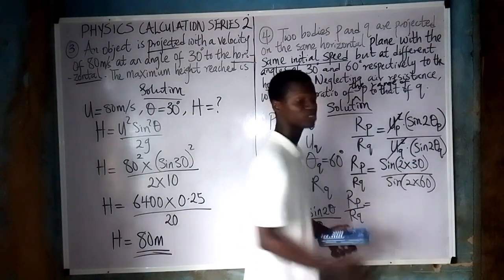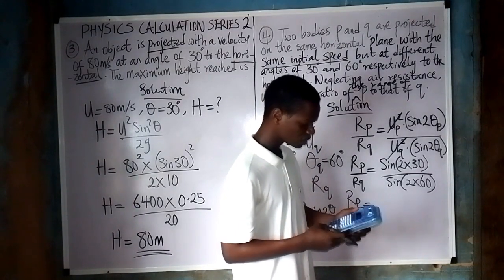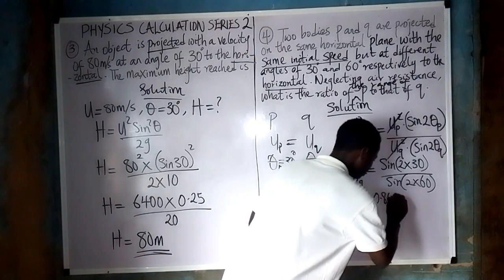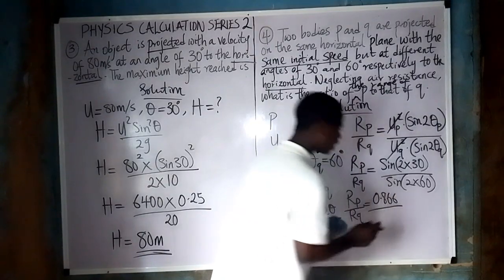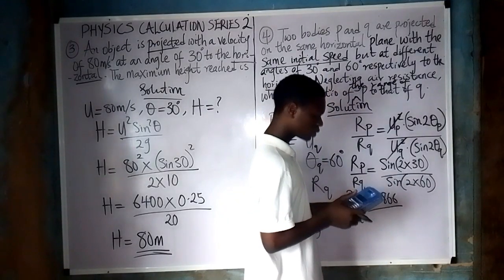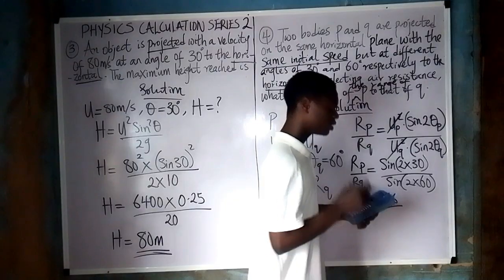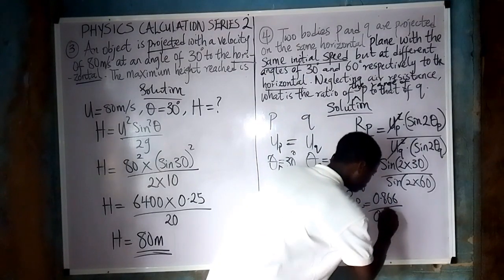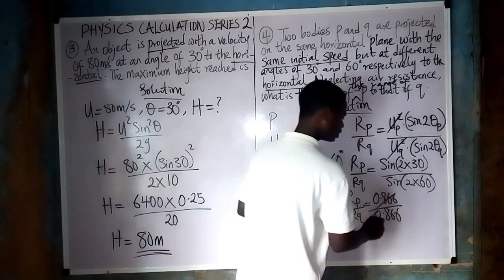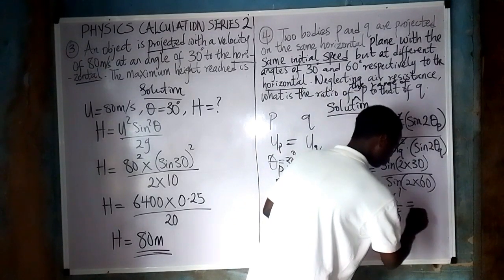2 times 30 is 60. Let's see what sine 60 will be. Sine 60 is approximately 0.866, over 2 times 60 is 120. Let's see what the sine of 120 is. The sine of 120 will give us approximately 0.866. Now, if you do the ratio of this, 1, this, 1, so this is equal to 1:1.